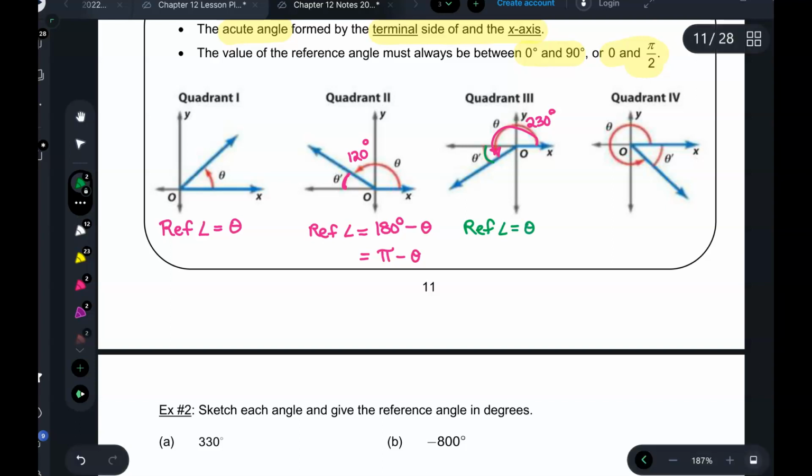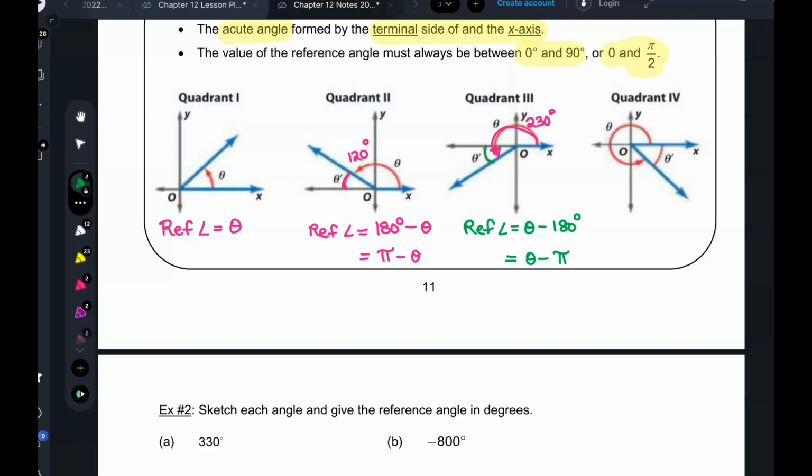So I do the angle minus 180 this time. Right? So if this was 230, this angle would be how much? 50. That would be 50 degrees. Good. What if it was in radians? We would do theta minus pi. For 4 pi over 3, it would be 4 pi over 3 minus pi.